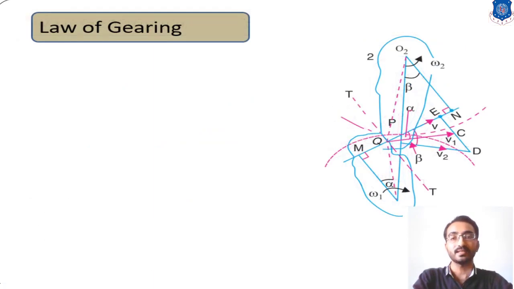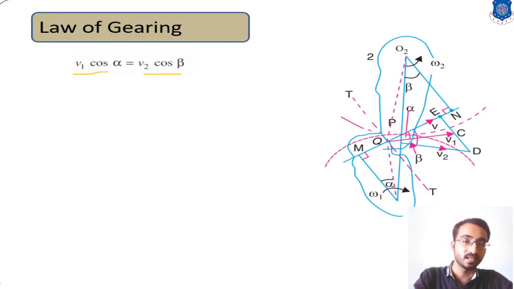Okay, so let's derive the equation. We have to identify that V1 cos alpha and V2 cos beta must be the same, that is, the velocity component of V1 along this common normal line and the component of V2 along this common normal line must be the same. So we have the equation V1 cos alpha is equal to V2 cos beta.